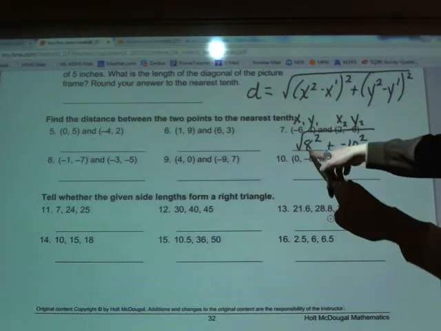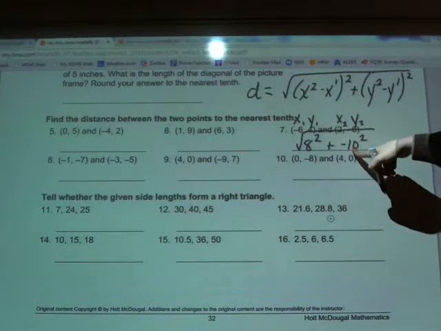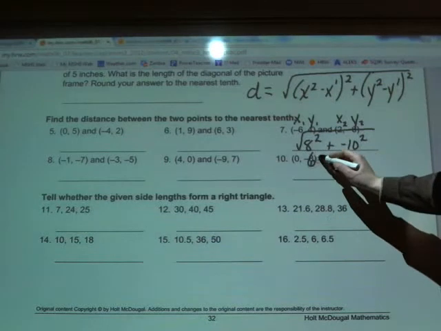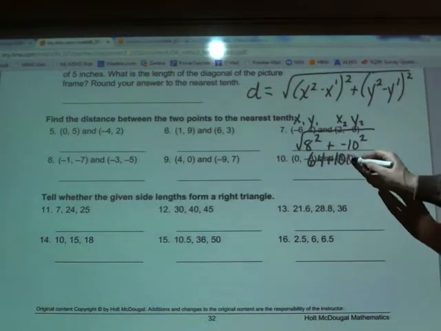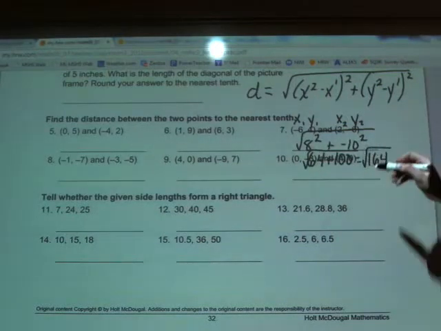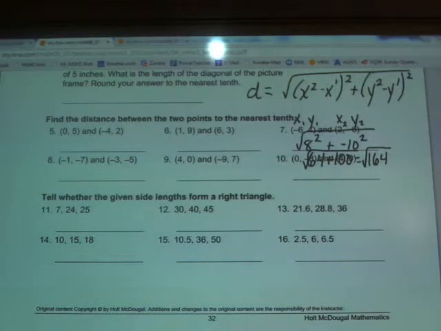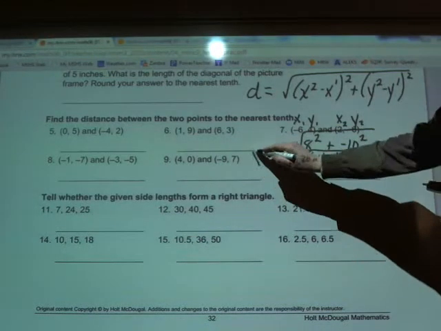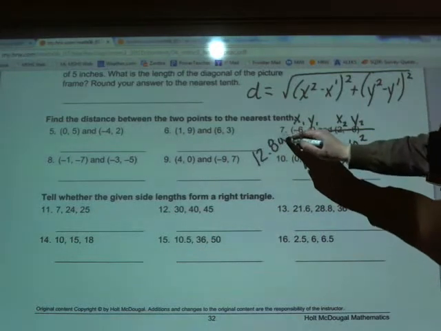8 squared is 64. And negative 10 squared, negative 10 times negative 10 is going to make positive 100. So this is going to be the same as 64 plus 100, or 164. And remember, that's not it. Then I got to take the square root. So I'm going to take the square root of 164, and that's going to give me my distance. So when I take the square root of 164 now, the result returned is 12.806. And because the directions say to round to the nearest tenth, that's going to be 12.8 units.